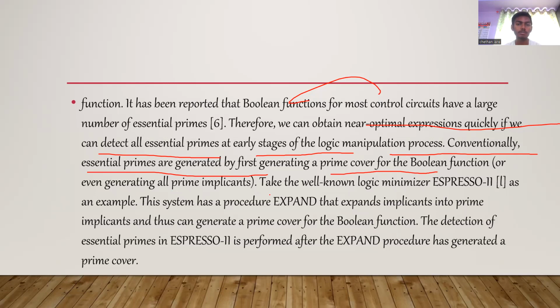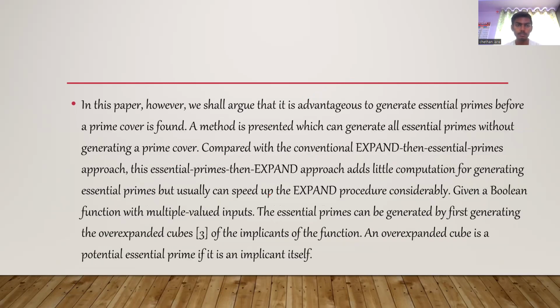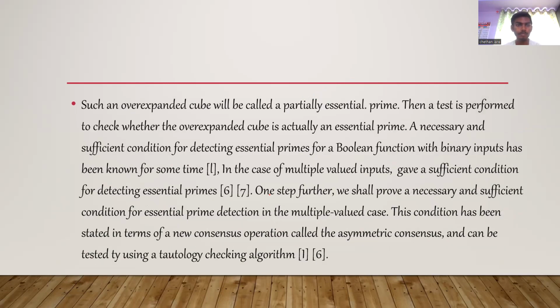This system has a procedure expand, which expands implicants into prime implicants and thus can generate a prime cover for a Boolean function. The detection of the essential primes in Espresso is performed after the expand procedure has generated a prime cover. Such an over expanded cube will be called a partially essential prime. Then a test is performed to check whether the over expanded cube is actually an essential prime. A necessary and sufficient condition for detecting essential primes for a Boolean function with binary inputs has been known for some time.